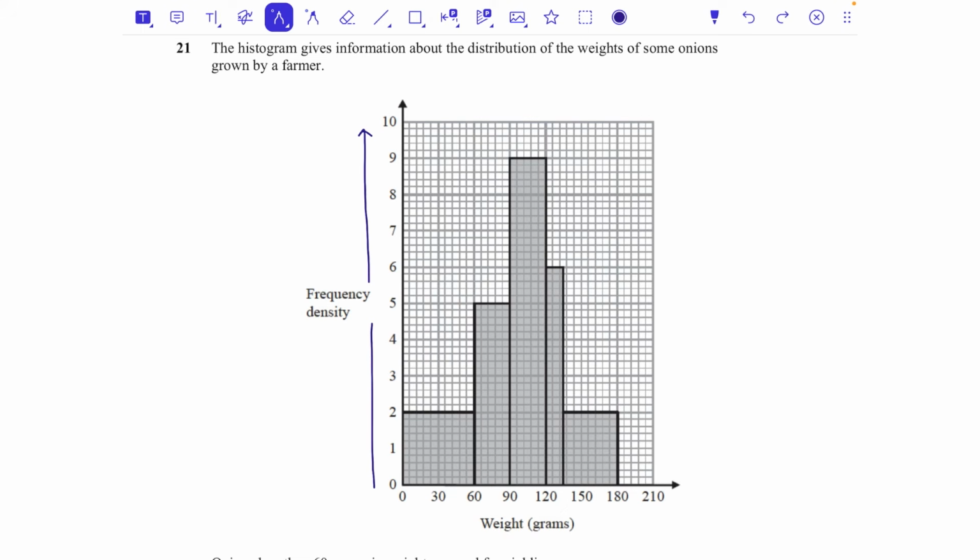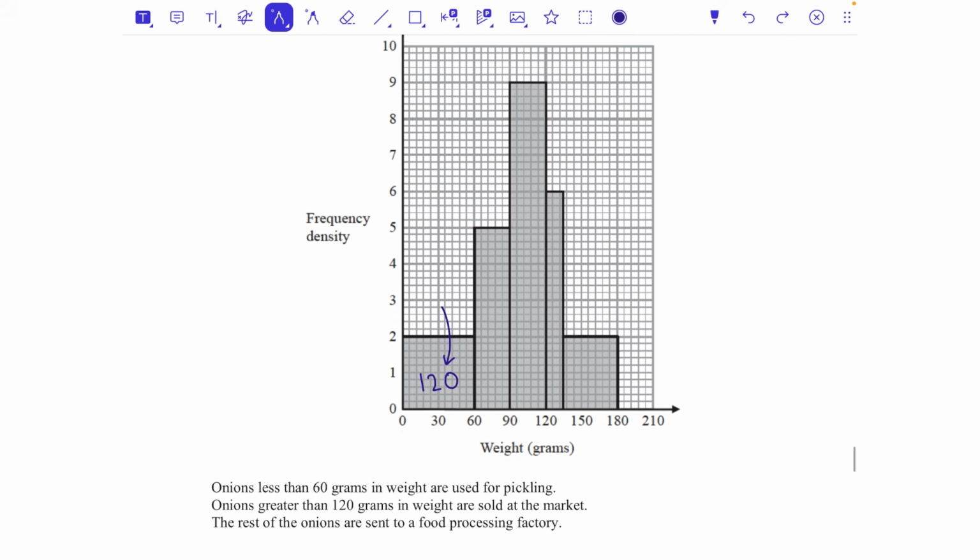So if I'm looking at this first section, for example, this first bar, it's 60 wide and 2 tall. And if I do 60 times 2, the area of this bar is 120. So I know there are 120 onions that weighed between 0 and 60 grams. And so on. Let's see what the question's asking.